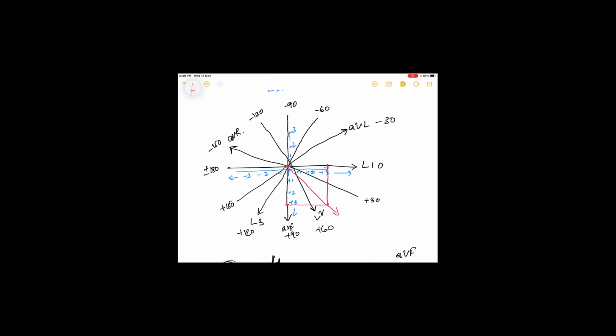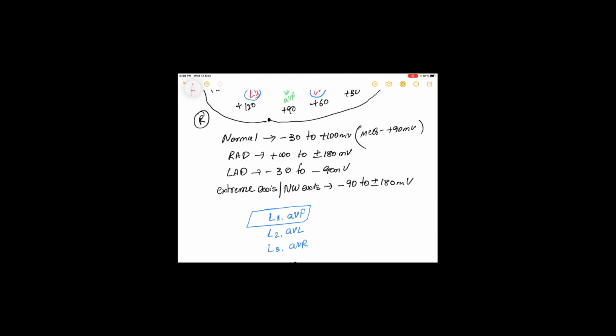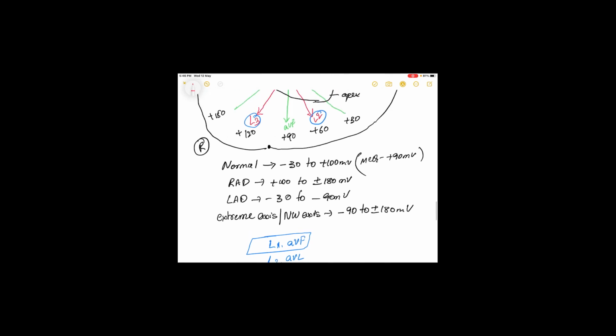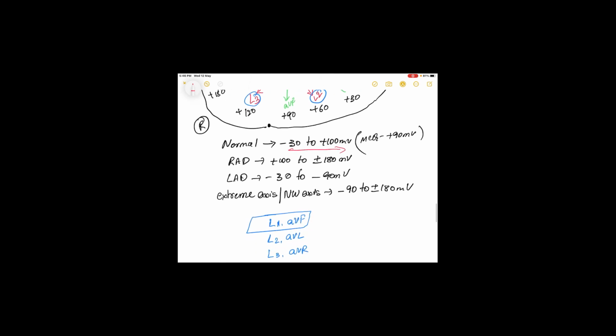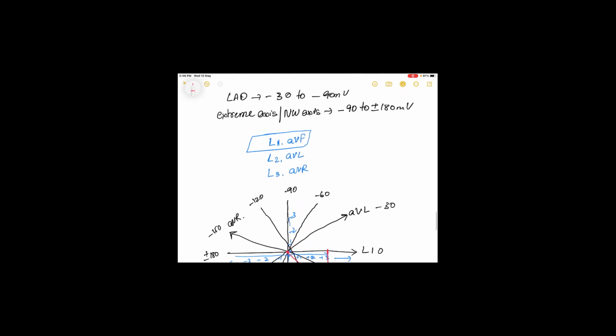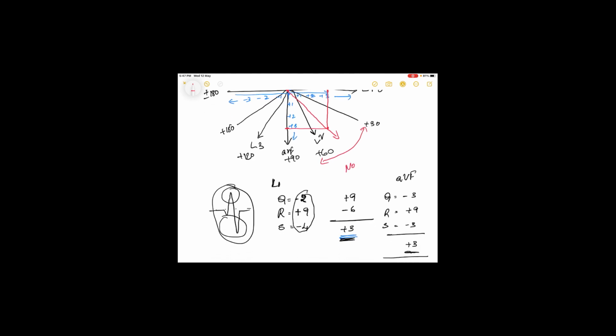So the vector is somewhere between plus 30 to plus 60. Take it as something like plus 50. As we told, plus 50 comes within the normal axis, that is, between minus 30 to plus 90 or plus 100. So this is a normal axis of the heart. This is how we interpret the cardiac vectors.